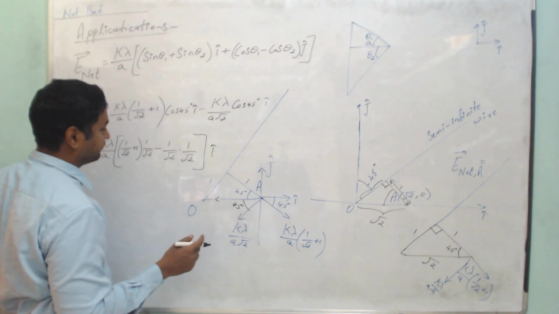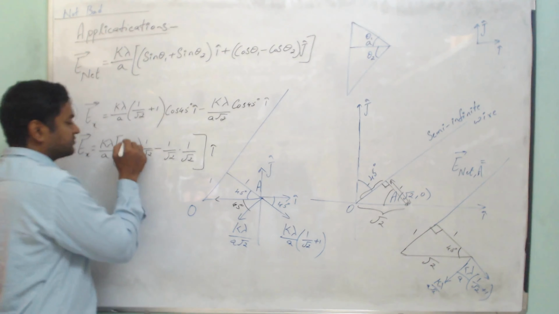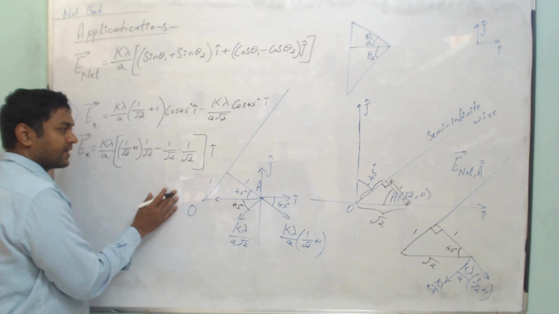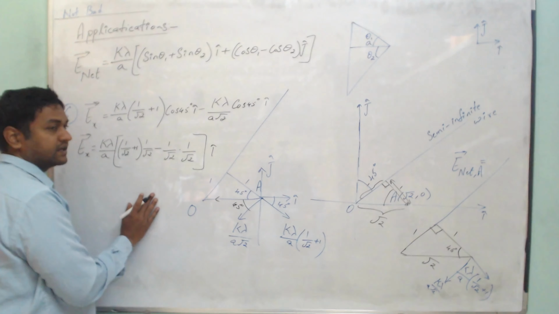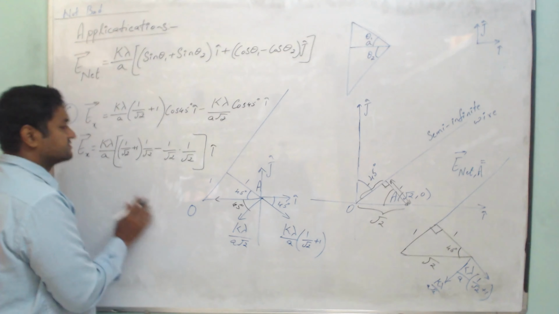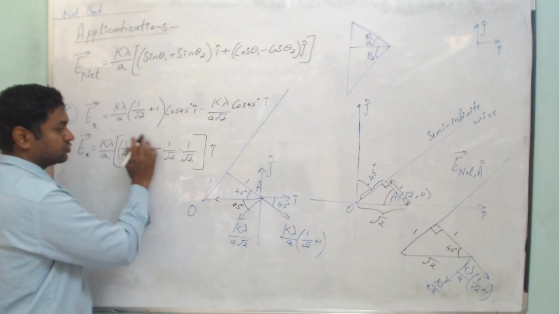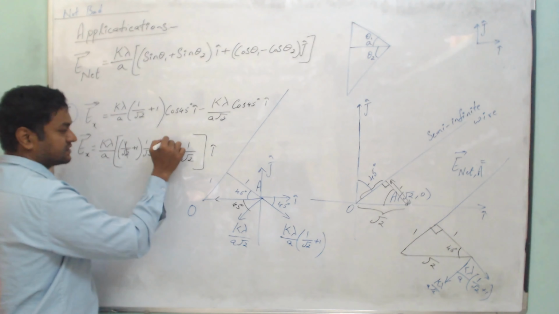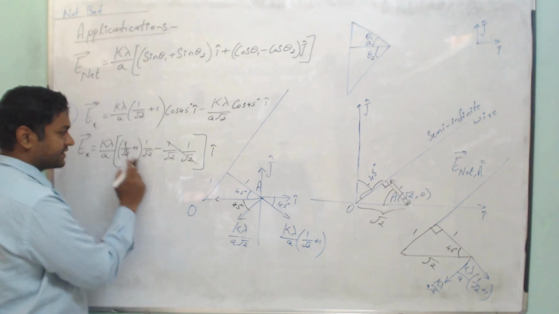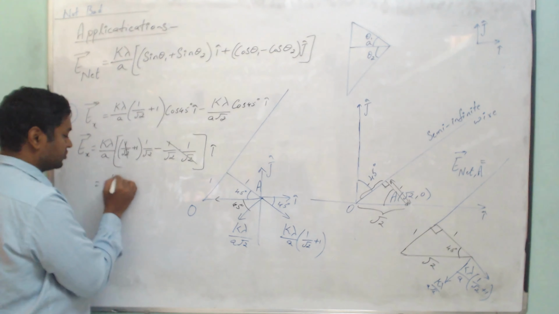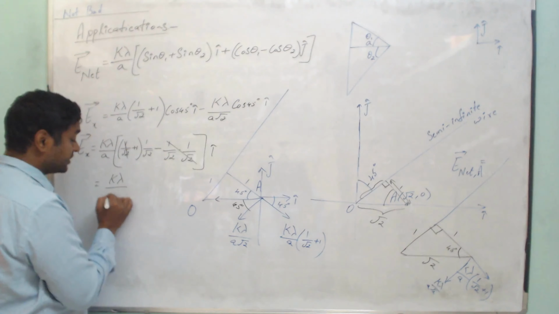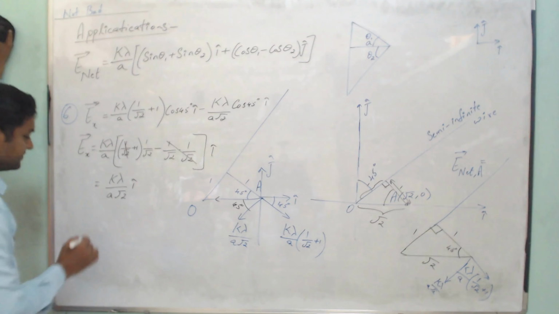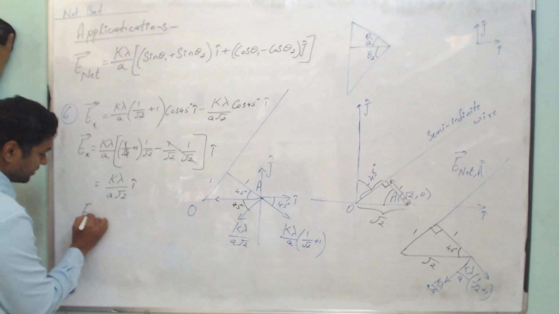Correct? If you see, this 1 by root 2 and this 1 by root 2 are going to get cancelled. I'll get it as 1 by root 2. So I'll have K lambda by A root 2 I cap. Correct? What is my Ey bar?